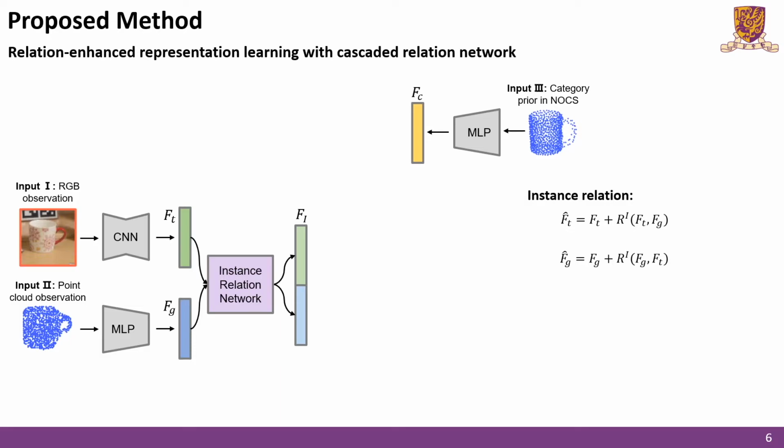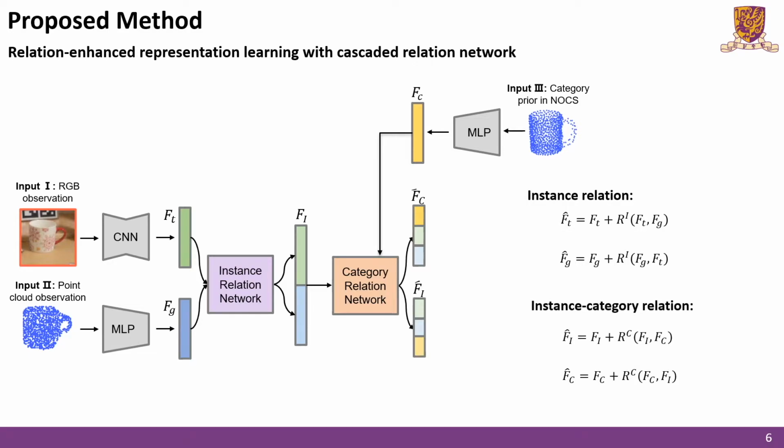It is to drive the network to unearth as much complementary information as possible. In the second stage, we use a similar category relation network to capture relations between the enhanced instance features and the category features. In this stage, we globally correlate two features in order to accurately model the shape variation of instances from the same category.